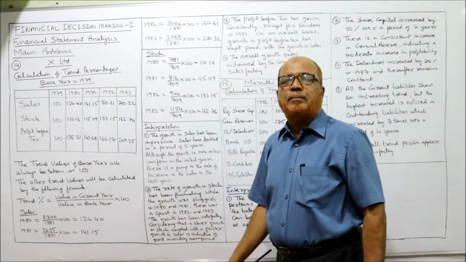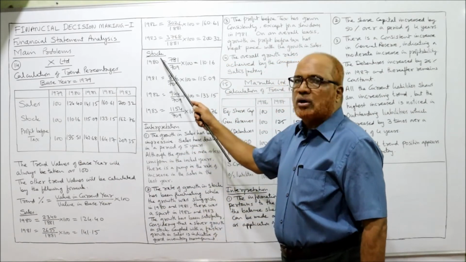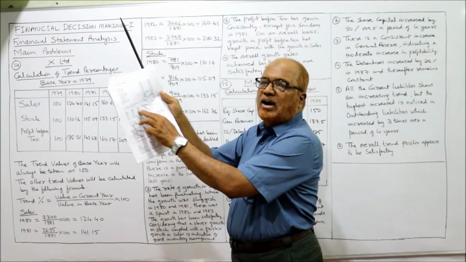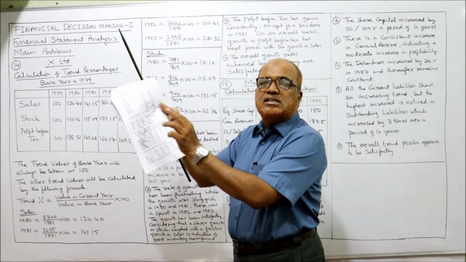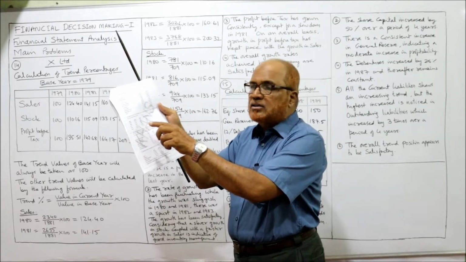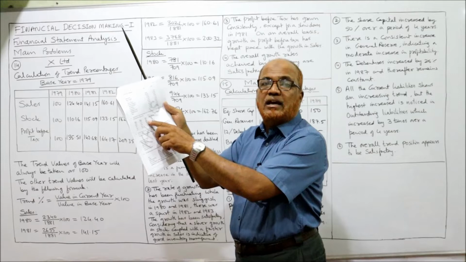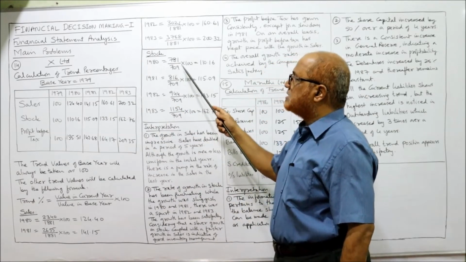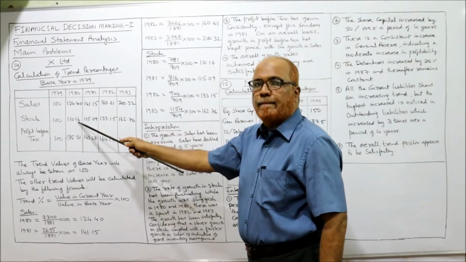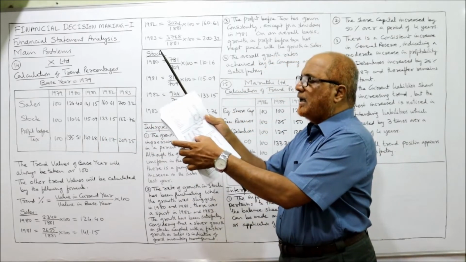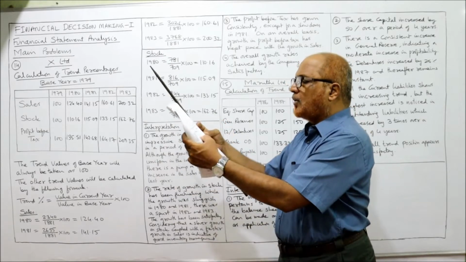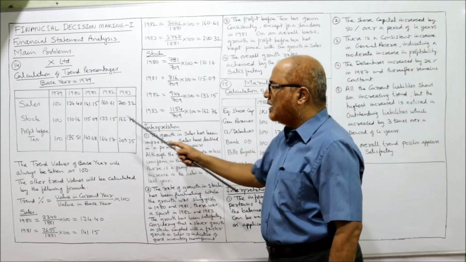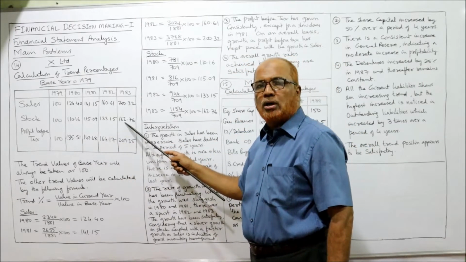Similarly, we have to calculate the trend percentage of stock. So here stock. 1980 stock is 781. So 781 divided by 709. 709 is the stock value of base year 1979. So 781 divided by 709 into 100, 110.16. Similarly, 1981, 816 by 709, 944 by 709, 1154 by 709. We got the trend percentage for stock.